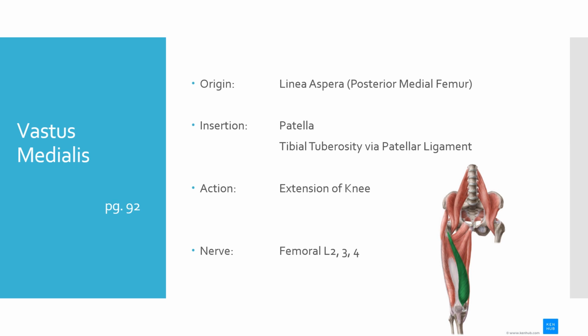Vastus medialis. The origin is the linea aspera, posterior medial femur. 2 insertions include the patella and the tibial tuberosity via the patellar ligament. The action is extension of the knee, and the nerve is femoral L2, 3, and 4.